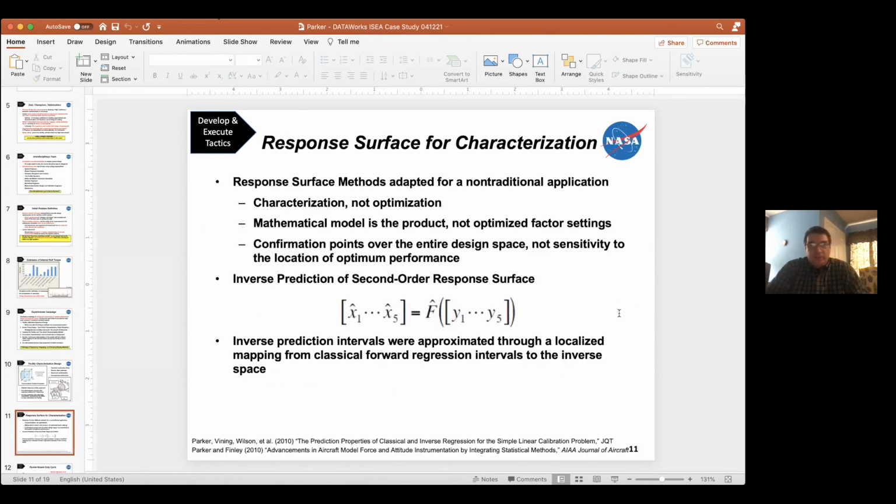You know, if you're familiar with response surface methodology, you know that it's often used for product and process optimization. Well, we were using it for characterization, where the mathematical model was the product, not an optimized setting of factors. And we wanted confirmation points over the entire design space, not just in one local optimum. I mentioned this inverse prediction, and I put one equation here.